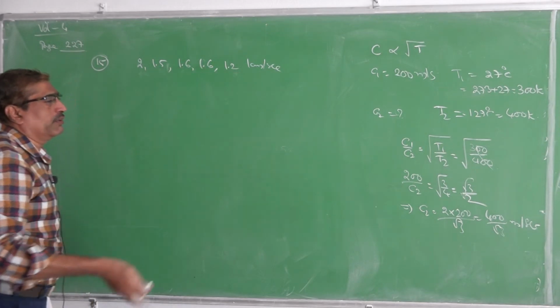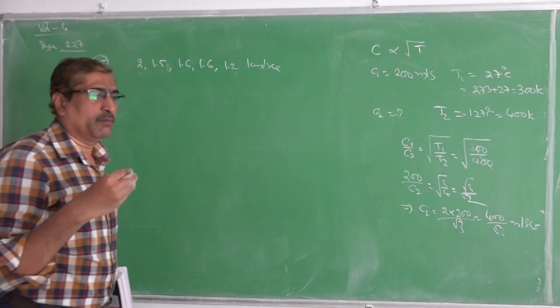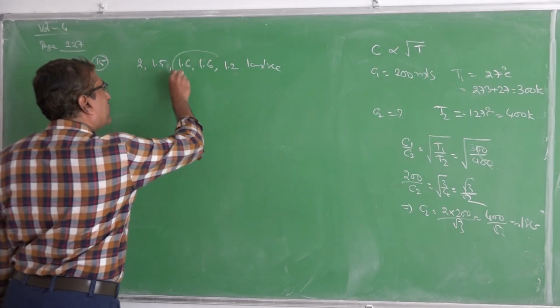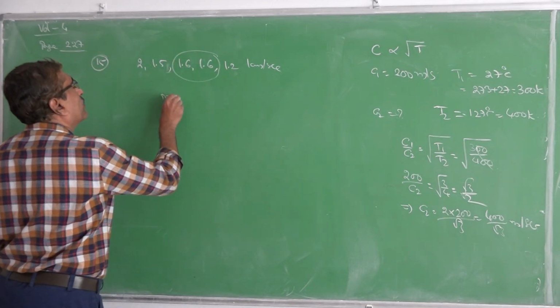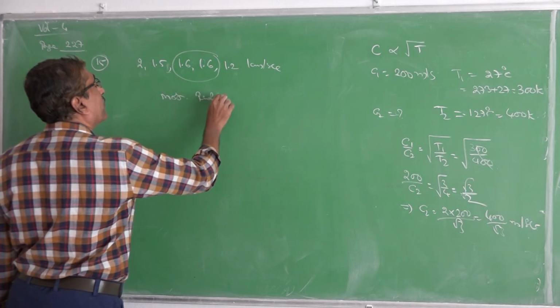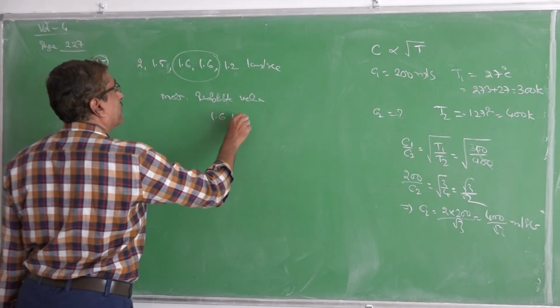So most probable velocity means the velocity possessed by maximum or more number of molecules is most probable. Here in this, 2 molecules possess 1.6. So most probable velocity is 1.6 kilometer per second.